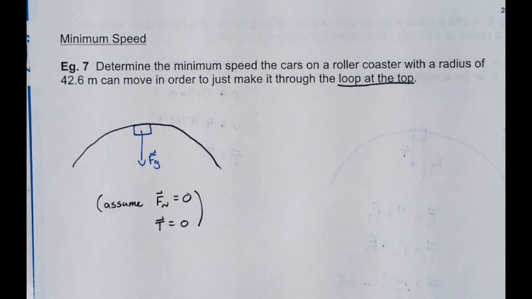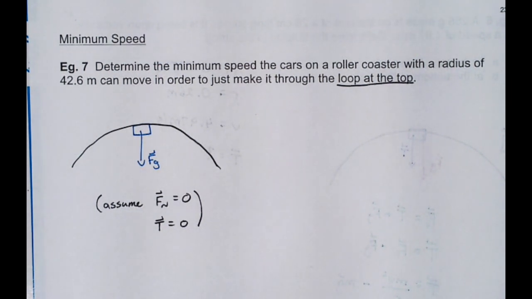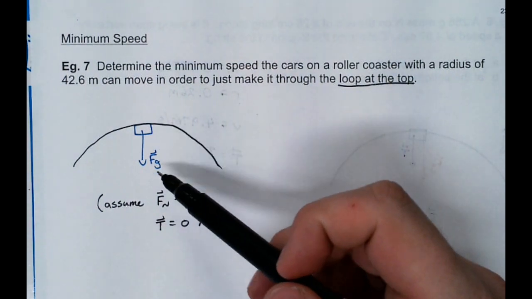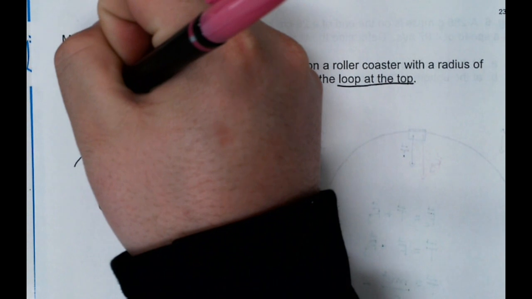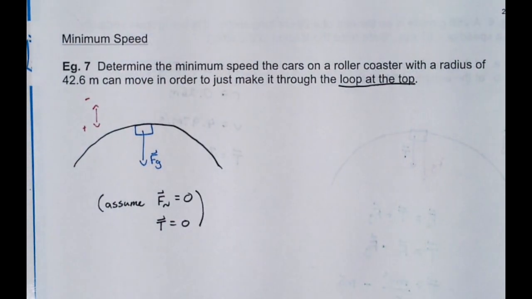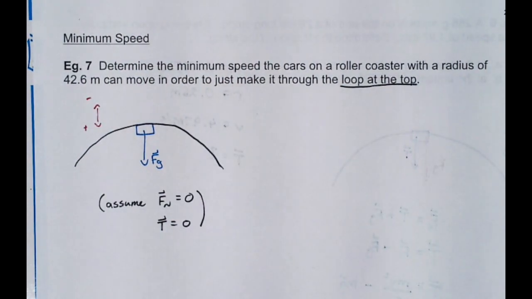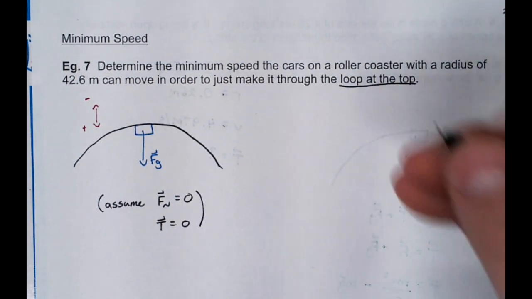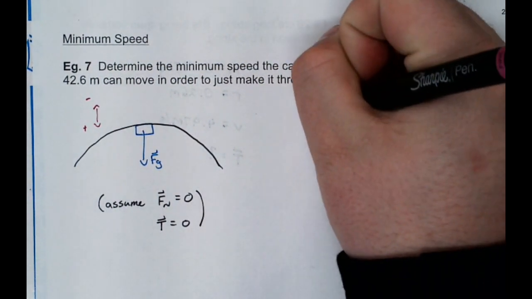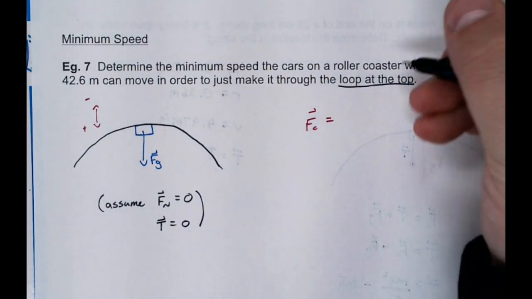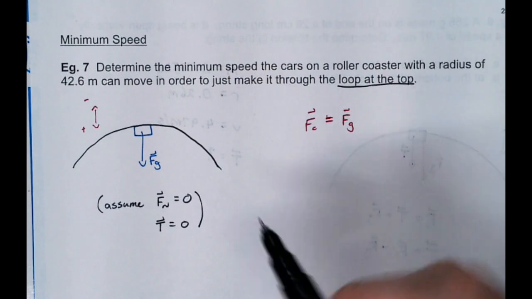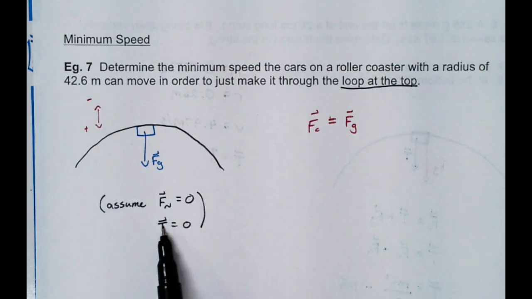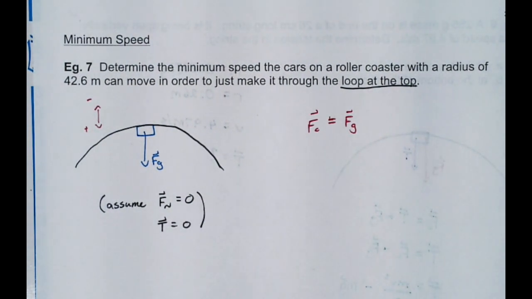So, as always, we need to decide which way we want to make positive and which way we want to make negative. Because the only thing we have is acting down, I'm going to make down positive and up negative. From here, it's pretty straightforward to everything we've been doing. The centripetal force is your net force, and the forces acting on it are just the force due to gravity, again because your normal force is going to be 0 and your tension force is going to be 0.